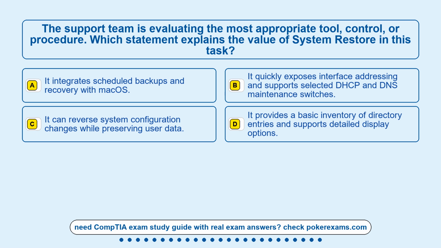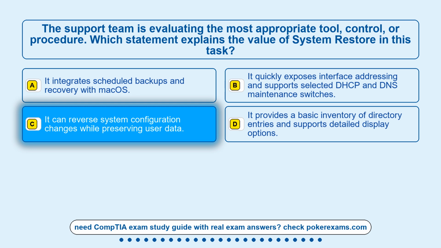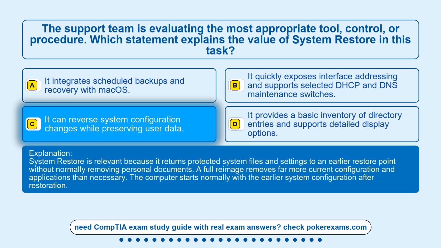Option D. It provides a basic inventory of directory entries and supports detailed display options. The correct answer is option C. It can reverse system configuration changes while preserving user data. System restore is relevant because it returns protected system files and settings to an earlier restore point without normally removing personal documents. A full remediation removes far more current configuration and applications than necessary. The computer starts normally with the earlier system configuration after restoration.